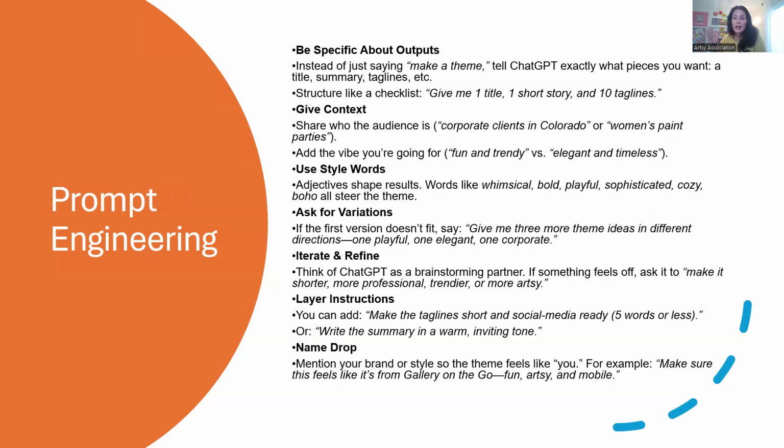You can share, I'm painting with women, I'm painting with children, I'm painting in the state of Colorado. You can use whimsical words. Make this artsy, make it poetic. Make it like a Taylor Swift song or something like that. You can be as long-winded as you want with ChatGPT, and it will not judge you, which is so fun and nice.